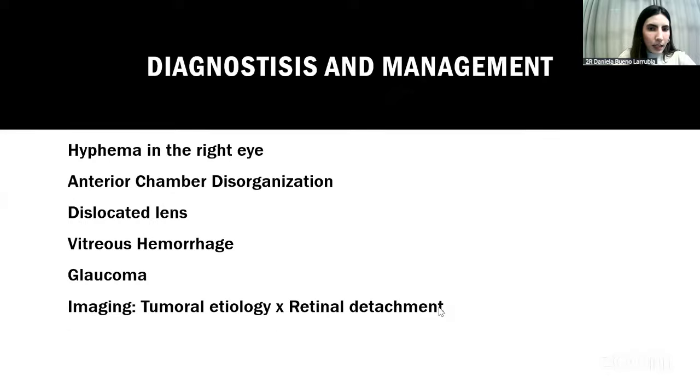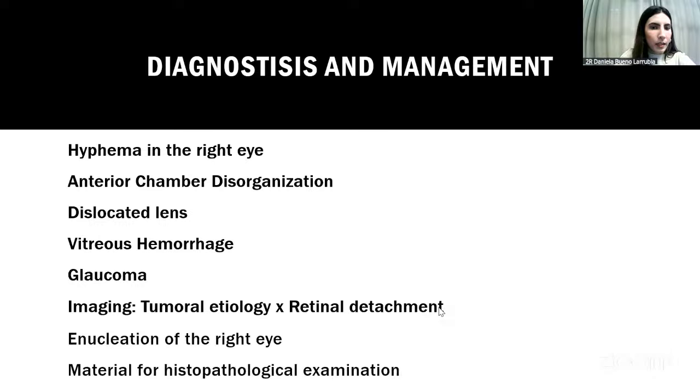Even though the imaging exams could not differentiate whether the lesion was from a tumoral etiology or retinal detachment, we had the suspicion, along with the painful eye, non-seeing eye, and the other findings from the physical examination. So, an enucleation of the right eye was justified, and the material was sent for histopathological analysis.